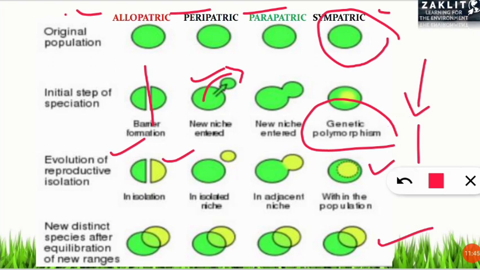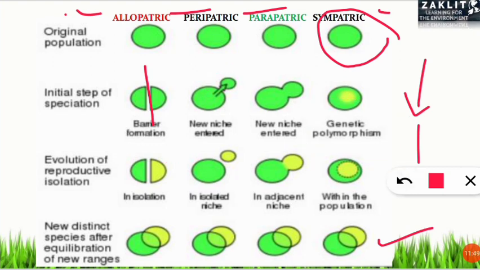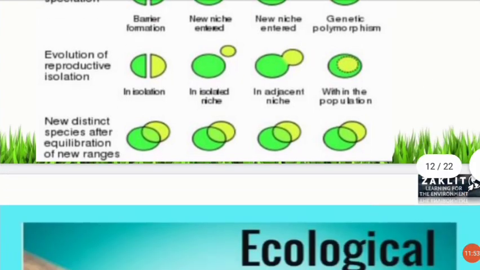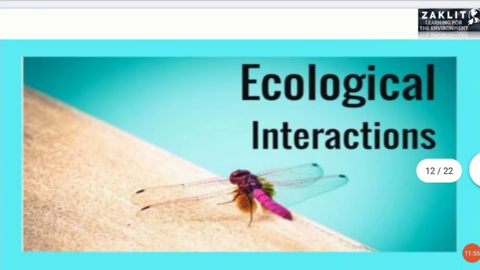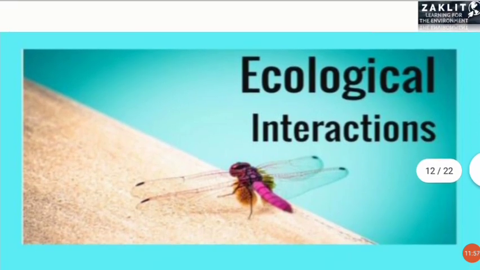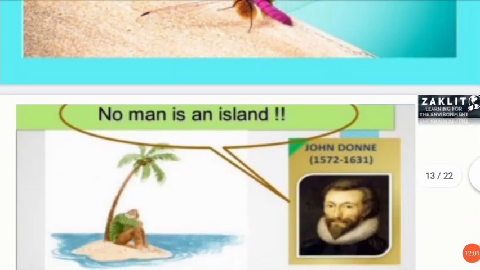So I hope you are clear with these four kinds of speciation. You should note this table. This will be very easy for you to recall when you are revising. And let's move on to one of the important topics, that is ecological interaction. This is also a very important and very easy topic. You would have learned it in your school days, and we will go through it one by one.